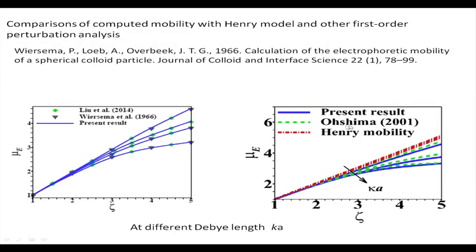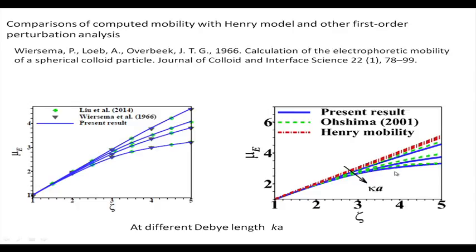So, through that the solution was obtained, and that solution differs from the Henry mobility to a large extent, particularly when the zeta potential becomes high, that means where Debye-Huckel is no longer valid, and also when the Debye length is thick. So, that means the Debye length is not thin, that means kappa a is of order 1.